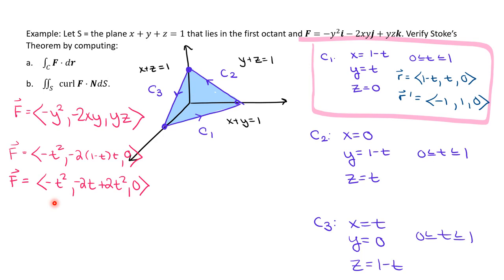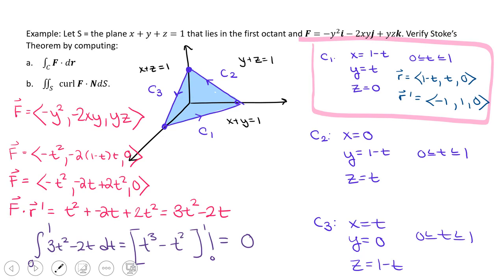So I took my vector field, I rewrote it in terms of t, and then I'm going to take the dot product of F and r prime. My r prime is in this circled box, negative 1, 1, 0. So take the dot product of F with r prime. Negative 1 times negative t squared, that's where the t squared came from, and then 1 times negative 2t plus 2t squared. Combine like terms, I got 3t squared minus 2t. So that's my F dot r prime.